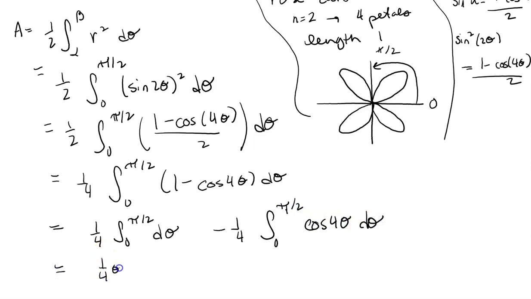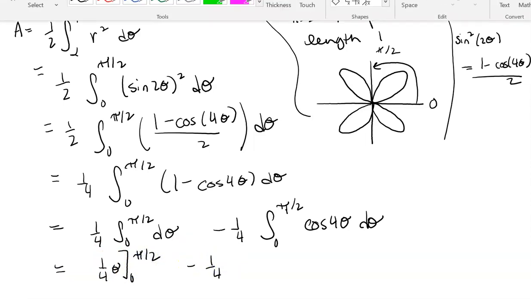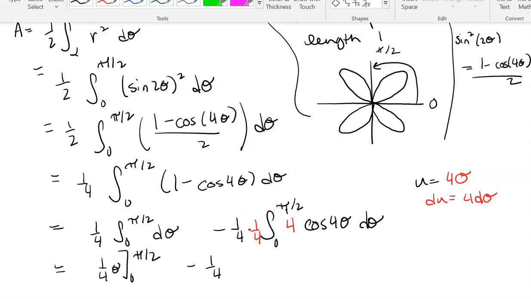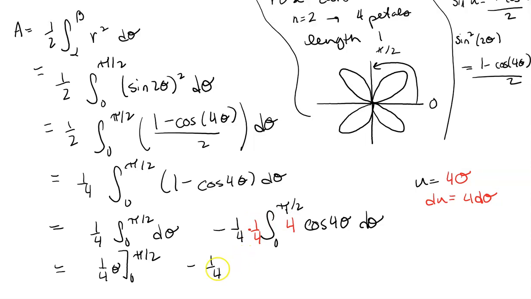So we'll have 1/4 theta from 0 to pi over 2 minus 1/4. Now with this one, we'll let u equal 4 theta. So du will be 4 d theta, which means I need a 4 and another 1/4 out here. So that's really 1/16, and that'll be sine of 4 theta from 0 to pi over 2.